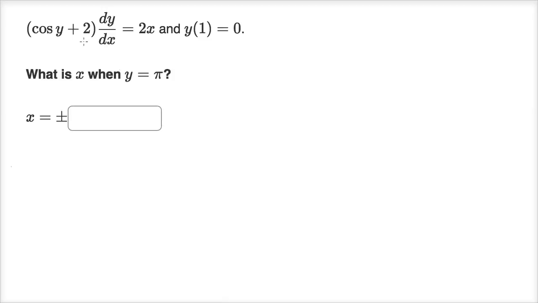So the first thing I like to look at when I see a differential equation is, is it separable? Can I get all the y's and dy's on one side, and can I get all the x's and dx's on the other side? And this one seems like it is. If I multiply both sides by dx, where you can view dx as the x differential, an infinitely small change in x, well, then you get cosine of y plus 2 times dy is equal to 2x times dx.